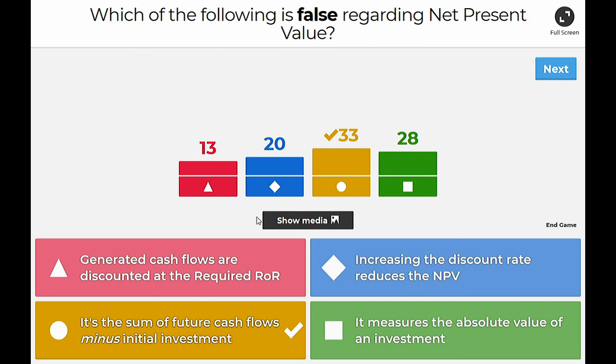Okay, so we're looking for the false answer here. Everything is true except for one. To calculate NPV, you need to use the required rate of return, so it's true. If you increase your discount rate, that will reduce the net present value. It does measure the absolute value of the investment. It gives you how much extra worth you generate by investing in this project. But it's not the sum of future cash flows, it's the sum of discounted future cash flows. It has to be the present value of future cash flows minus the initial investment.